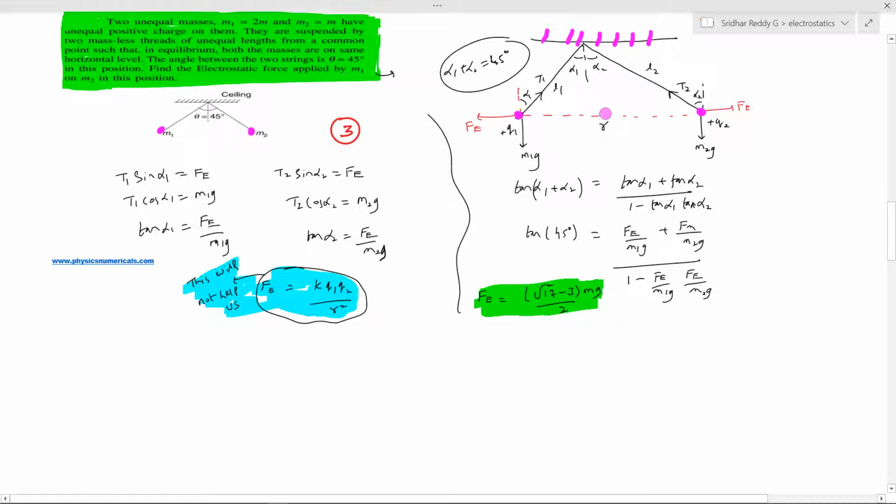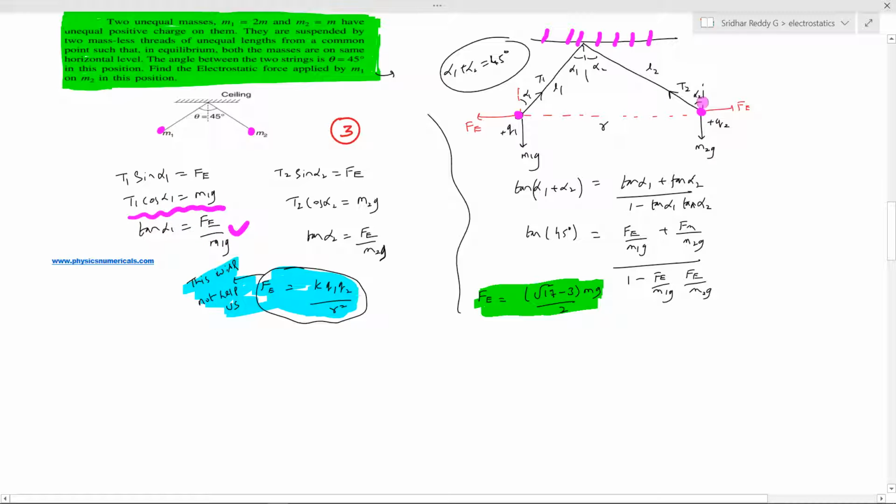Got the idea? Now, looking at equilibrium, T1 sin alpha 1 should balance Fe. Sorry, T1 sin alpha 1 should balance Fe. Similarly, T1 cos alpha 1, the component of tension along the y-axis, should balance M1G. Let me divide these two. So tan alpha 1 equals Fe by M1G.